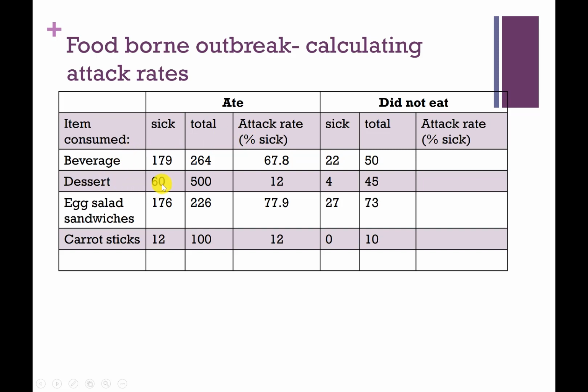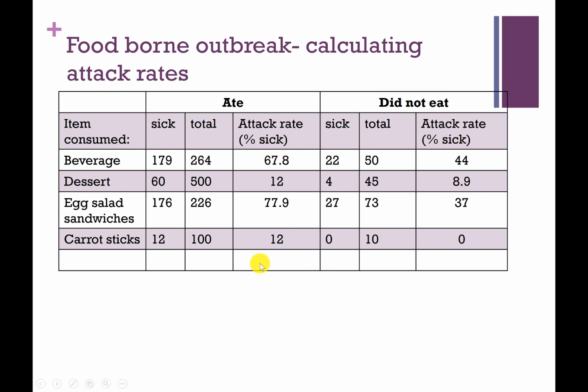Now, dessert, you have 60 people who ate the dessert and became sick. And you have 4 people who did not eat dessert, yet they still became sick. Egg salad, you have 176 people who ate the egg salad and became sick, and you have 27 people who did not eat the egg salad and became sick, okay? And finally, carrot sticks. As you can see, there's only 12 people here that ate the carrot sticks and became sick, and 0 people who became sick and did not eat carrot sticks.